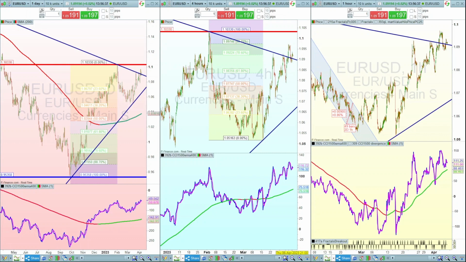This is a Euro US dollar price update. We've got the daily, the 4 hourly and the hourly charts, and we'll go through each of these individually, but overall you can see there's an upswing in all time frames. The CCI on its moving average is turned up on all of them, so that's a positive and a bullish signal on all of them. However, be wary, there is a key resistance area up here and it's broken through this descending trend line. We'll go through each chart.